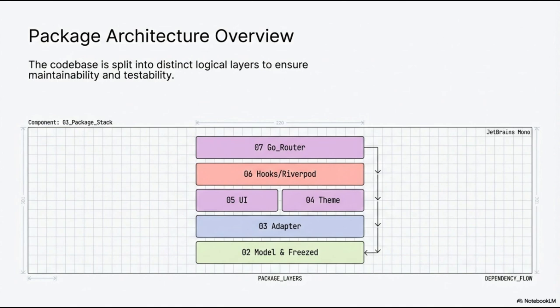Beneath these, the adapter layer functions as an intermediary, facilitating communication between the interface and our underlying data structures. At the foundation, we define our core domain entities using model and freezed to ensure data immutability and integrity. By adhering to this layered architecture, we isolate concerns and maintain a scalable, easily testable codebase.